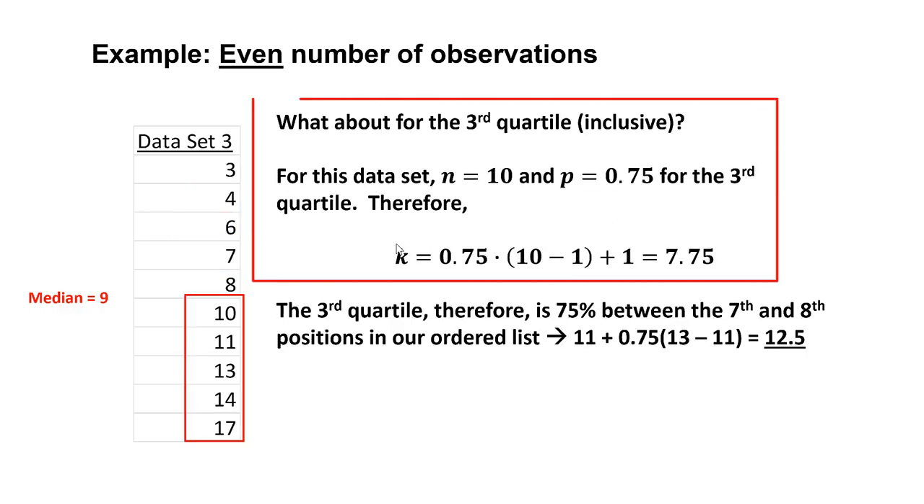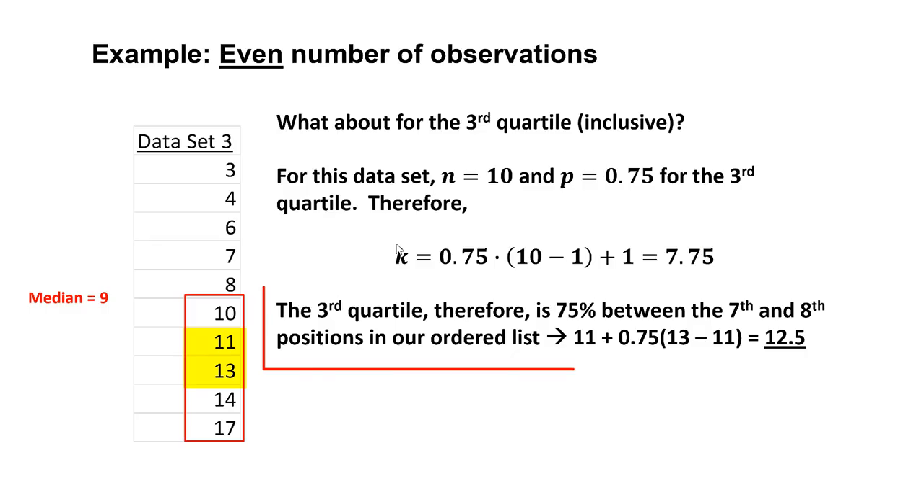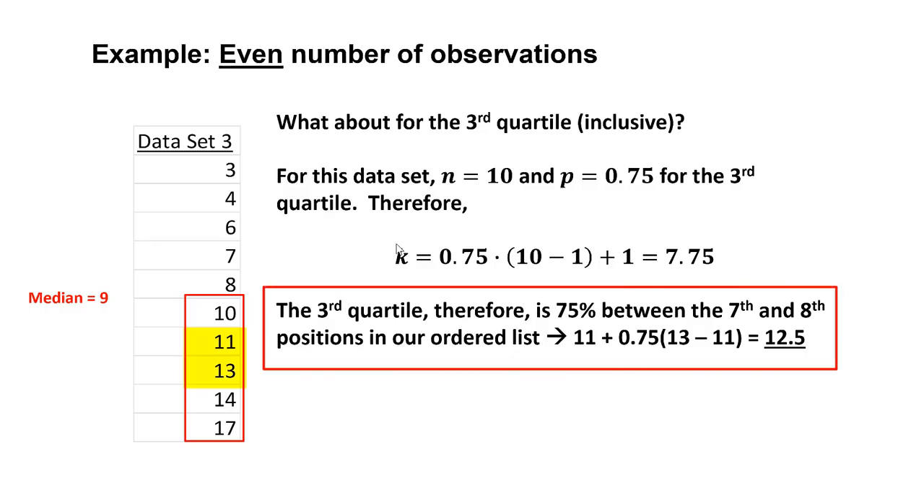For the third quartile, we can use p equals 0.75. We plug that in, we get a rank of 7.75. Therefore, the third quartile is 75% between the 7th and 8th position, between 11 and 13, and we can plug that in and we end up with a third quartile of 12.5.